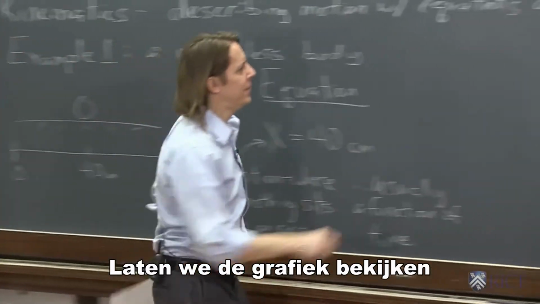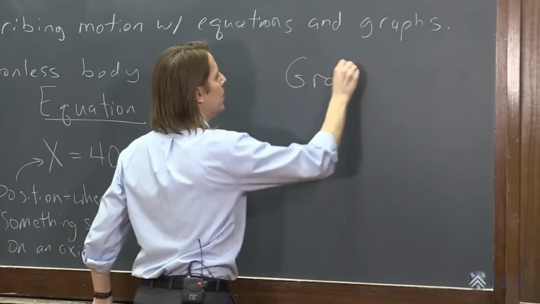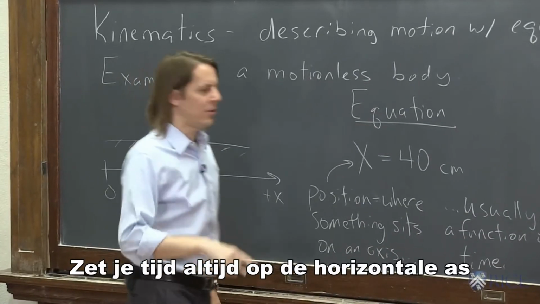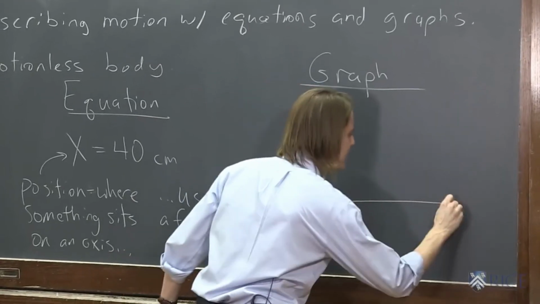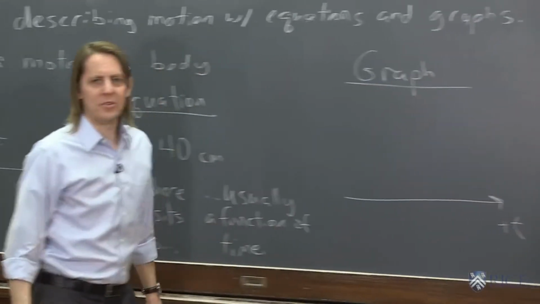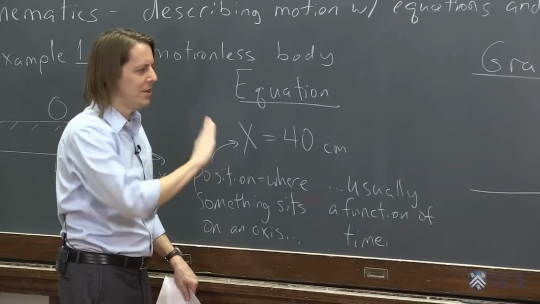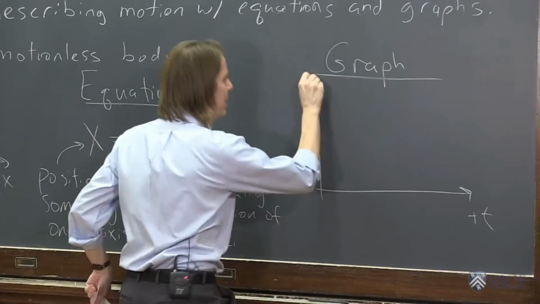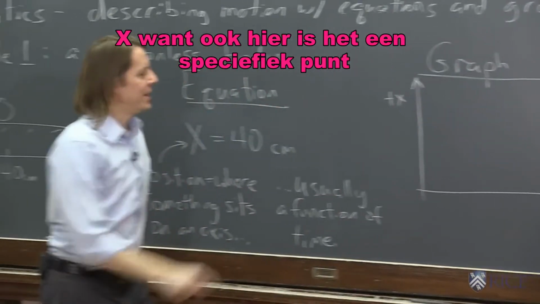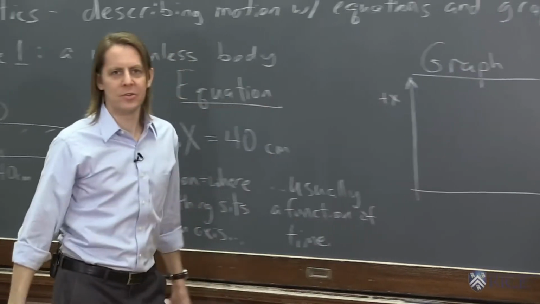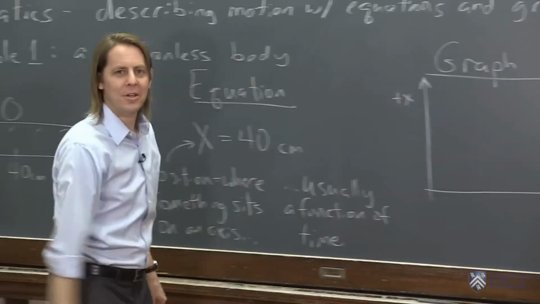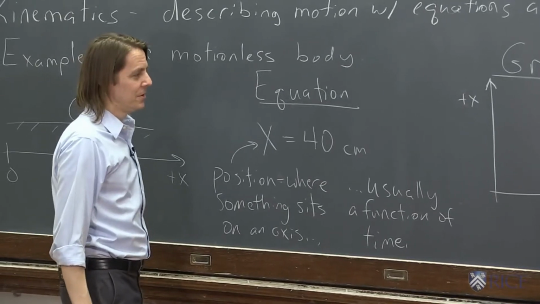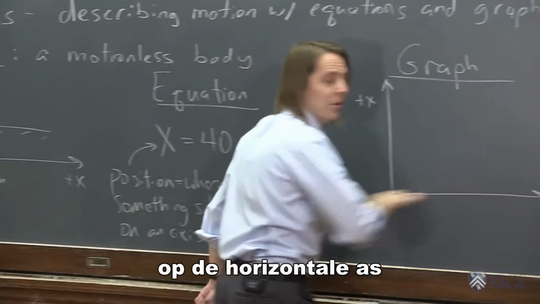Let's look at the graph. Let's see, the graph is here. And in kinematics, when you make a graph, you always put time on the horizontal axis. You may be used to calling this the x-axis, the flat one. You got to get over that, because in physics, we put anything anywhere. So in this case, x is going to be on the vertical axis. You might occasionally hear a physics student say, I put x on the y-axis, because they meant they put x on the vertical. So you got to start calling them horizontal and vertical, or abscissa and ordinate if you want to go old-fashioned. So in kinematics, we always have our time on the horizontal axis.